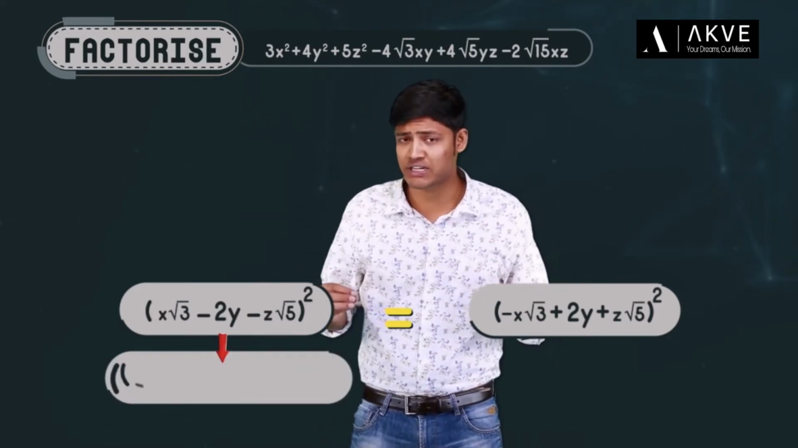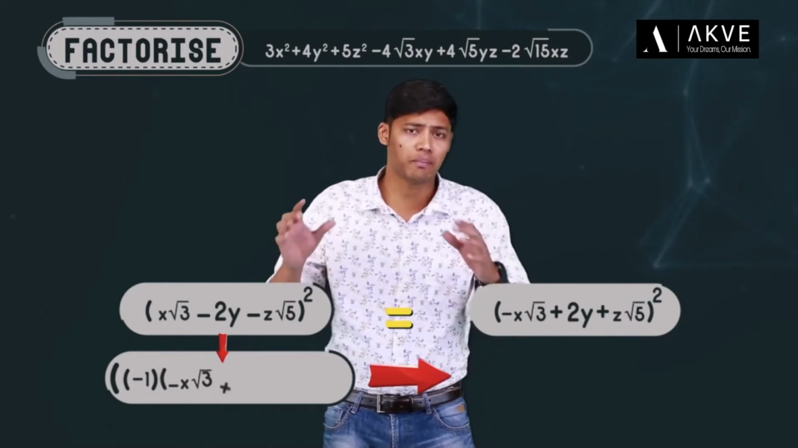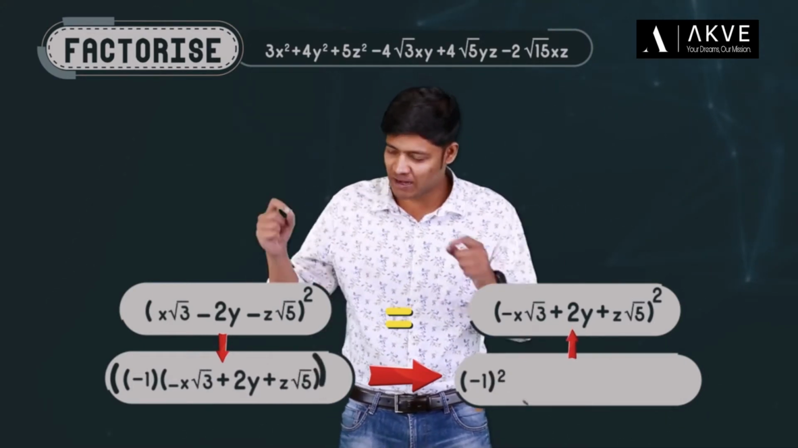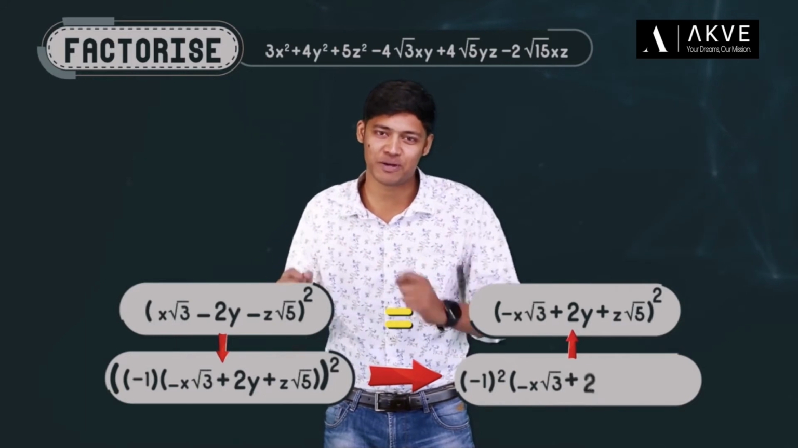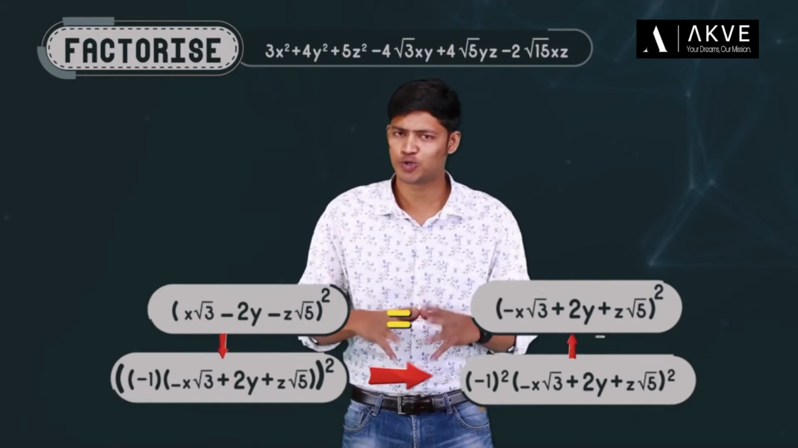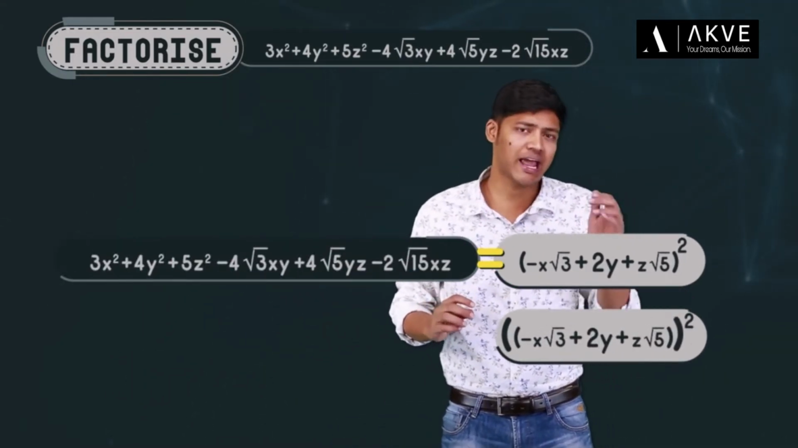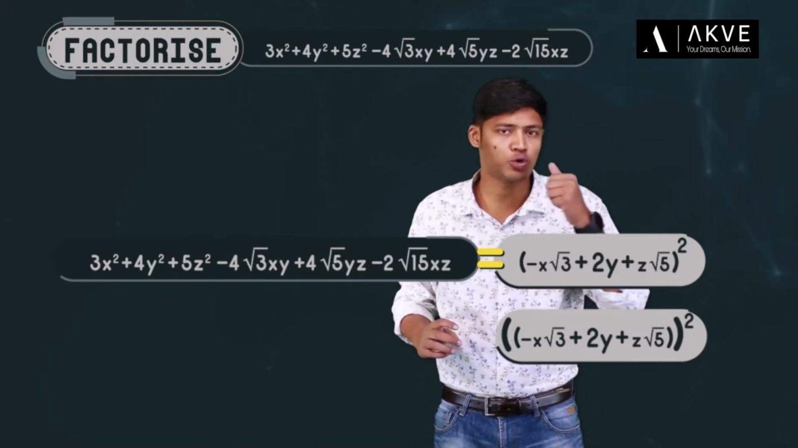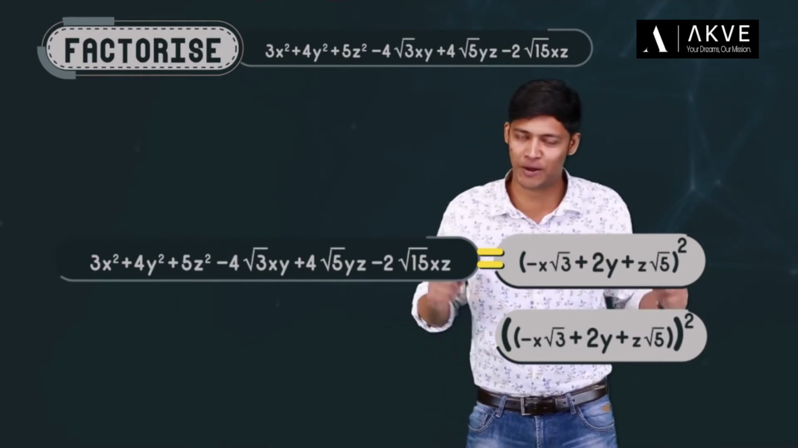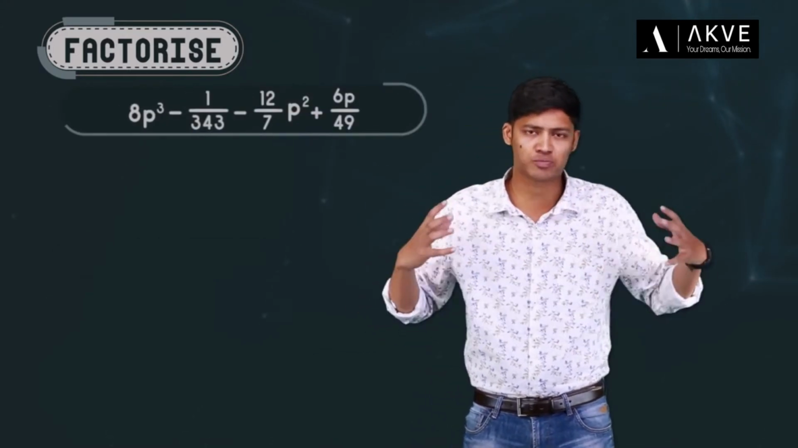Since in this expression, if we take minus 1 common, we get minus 1 multiplied by minus x root 3 plus 2y plus z root 5 whole square. And by squaring, we get the same expression as this. So, both these expressions are equal. So, in this problem, we have factorized this expression as minus x root 3 plus 2y plus z root 5 multiplied by minus x root 3 plus 2y plus z root 5. So, this completes this problem. Now, let's move on to the next problem.